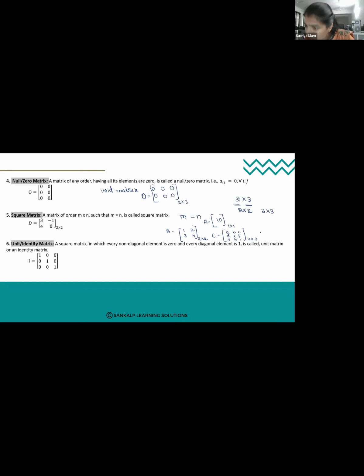Square matrices. Yes, Kumar. In the case of square matrix, number of rows is equal to number of columns. Now if I take m rows and n columns, m should be equal to n. For example, both m and n are equal, say 2 and 2. Order of the matrix 2 by 2. If m and n are unequal, that will be a rectangular matrix. If m and n are equal, square matrix.